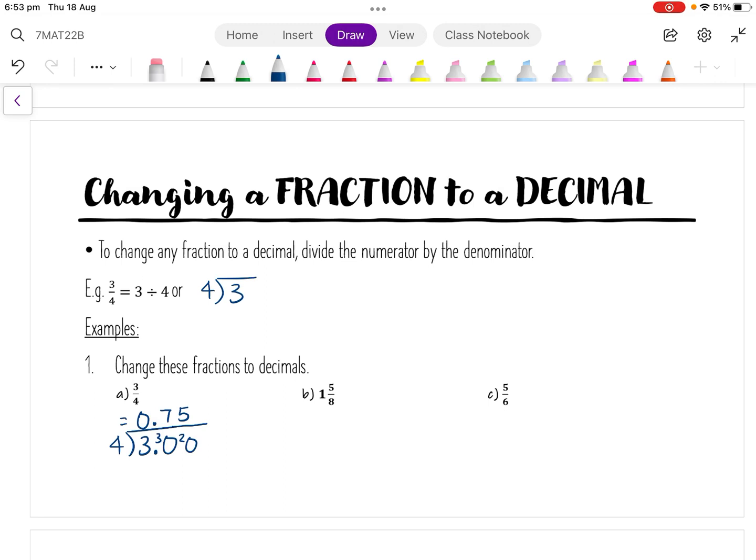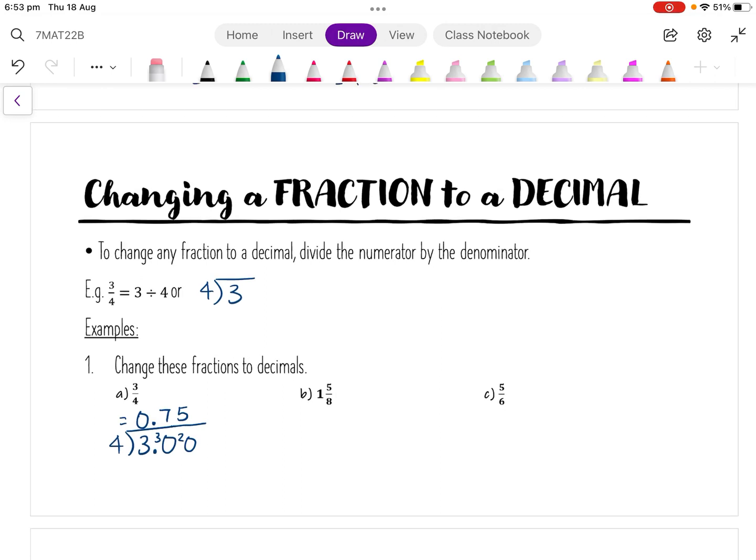Now, if we were to change 1 and 5/8 as a fraction to a decimal, what we have to do is make this an improper fraction first. So to make this an improper fraction, we multiply the whole number by the denominator plus the numerator and put it all over that denominator of 8. So we have 1 times 8 plus 5 over 8. So 1 times 8 is 8. 8 plus 5 is 13 over our denominator of 8. So now we're saying how many times does 8 go into 13?